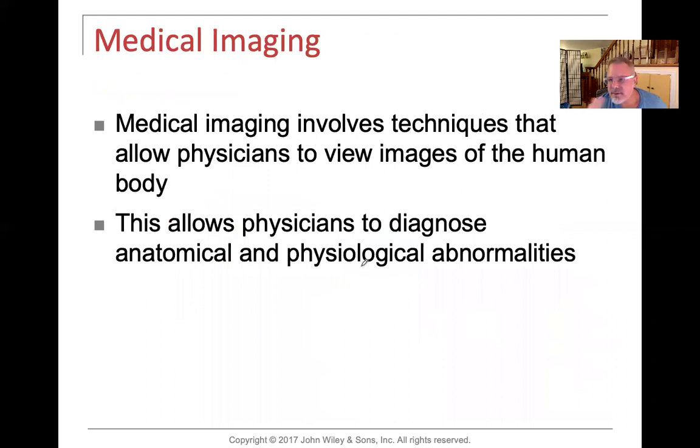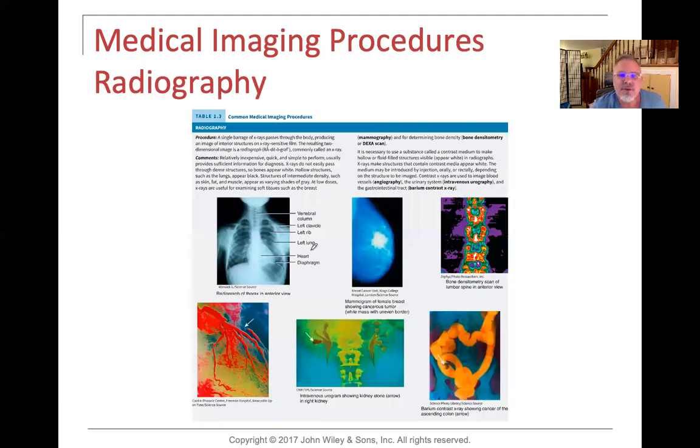In terms of medical imaging, just generally speaking, sometimes we can't see the structure, so we have to do some form of diagnostic imaging, and it helps us to be able to look at structure, match that up with function or dysfunction, and it helps us come up with a diagnosis a little bit easier. So there's lots of different diagnostic imaging.